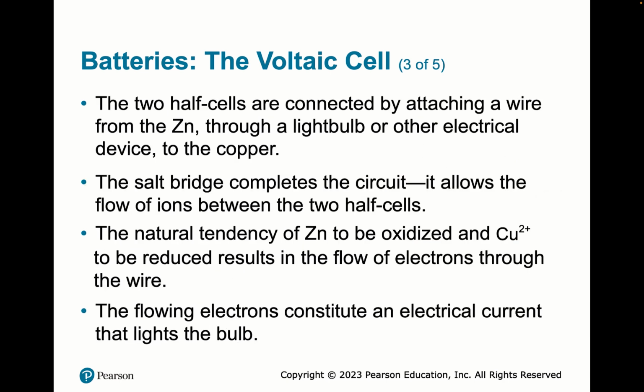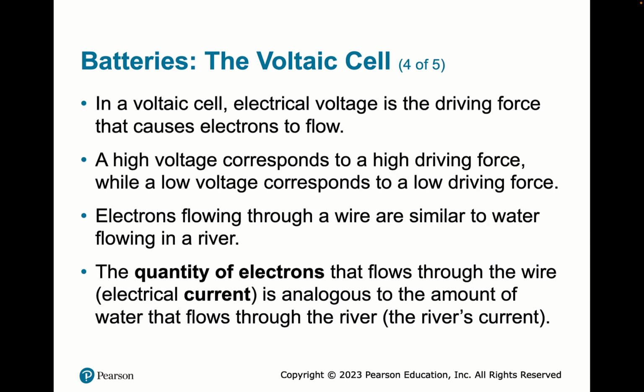So the two half reactions here are zinc going to zinc ion, and copper ion going to copper metal by absorbing electrons. When we do this reaction, as the electrons flow, as the current flows through the wire, we can use that current to do work. In the picture we showed it lighting up a light bulb, but it can be running a car or a cell phone or something else.